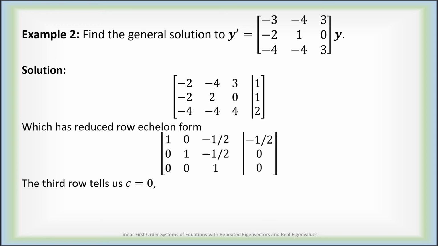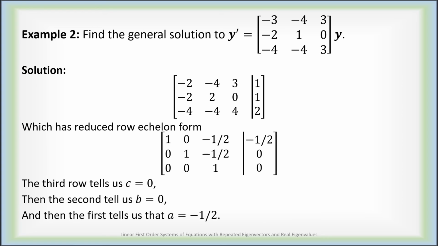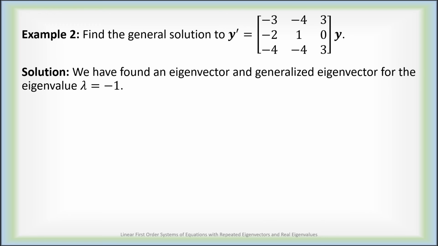The third row tells us C has to be 0. Once we know that C is 0, the second row tells us B must also be 0. And once we know that B and C are 0, the first row tells us that A must be -1/2. So we can find a generalized eigenvector of -1/2, 0, 0. So we found both an eigenvector and then a generalized eigenvector for the eigenvalue of -1.